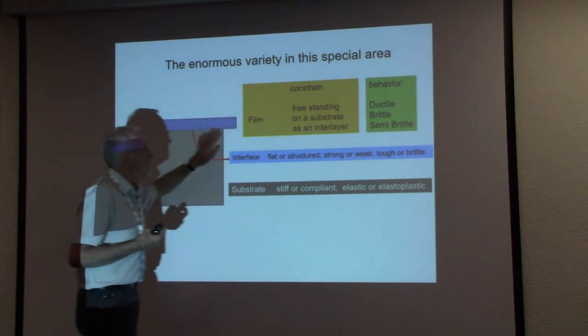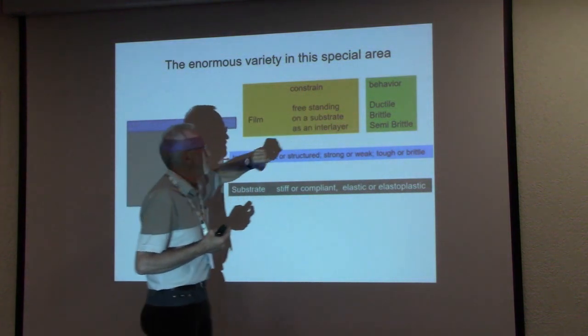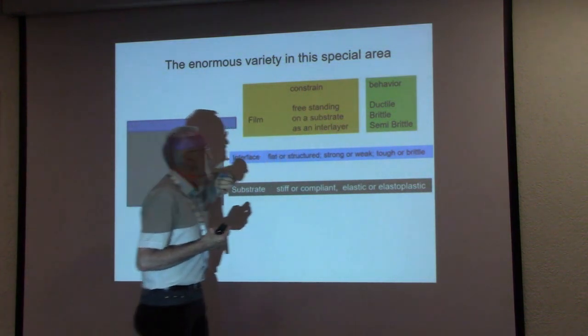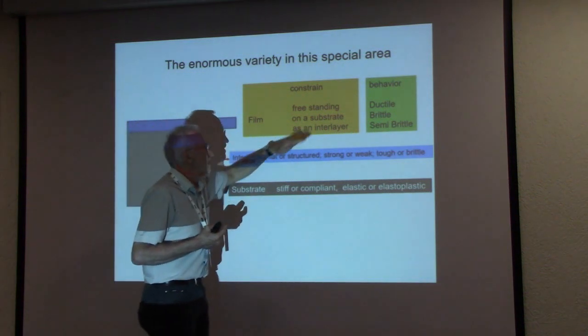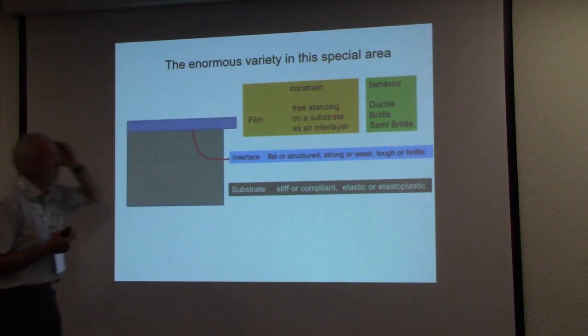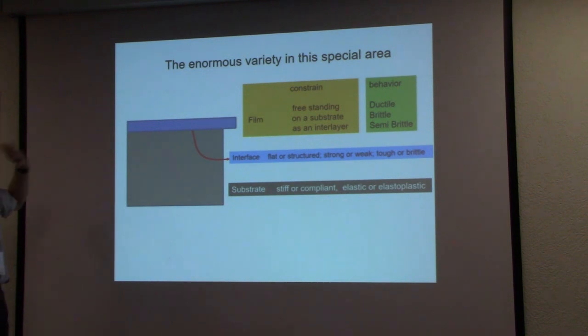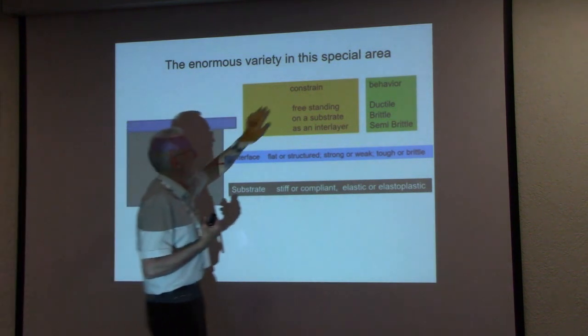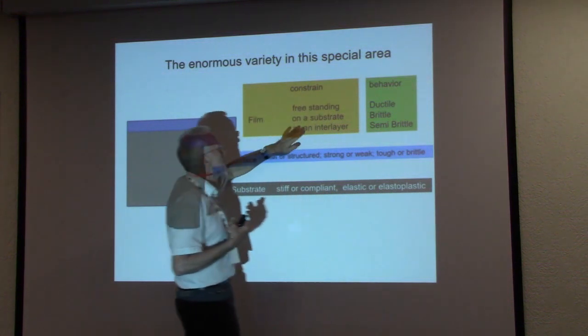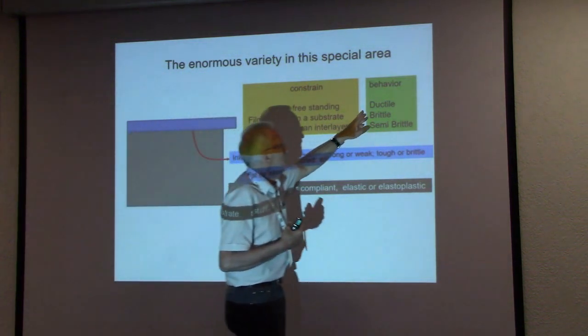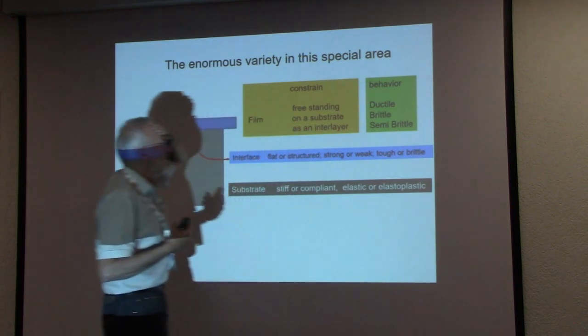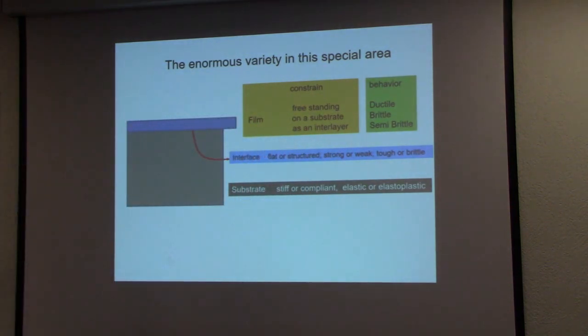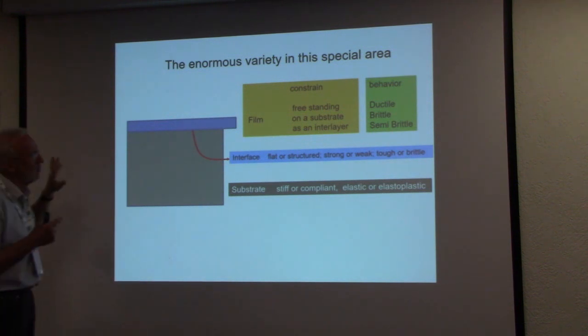And this film material can be freestanding, it can be on a substrate, and it can be on an interlayer. So it's the typical things which we have in application. Then this induces constraints in different ways. Then we can have films which are ductile, brittle, and also semi-brittle. Yes? Especially many of the functional material are semi-brittle.